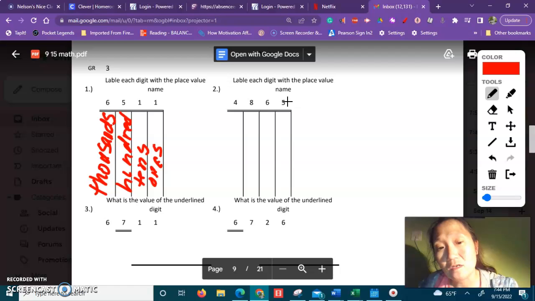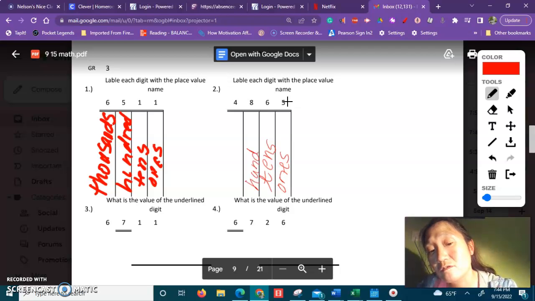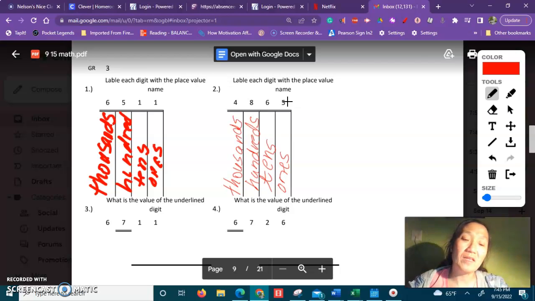Okay, again, the 5 is in the ones place, the 6 is in the tens place, the 8 digit, that is in the hundreds place. And the 4, that digit, that will be in the thousands. Okay, so those are your place values. They just keep adding, okay?